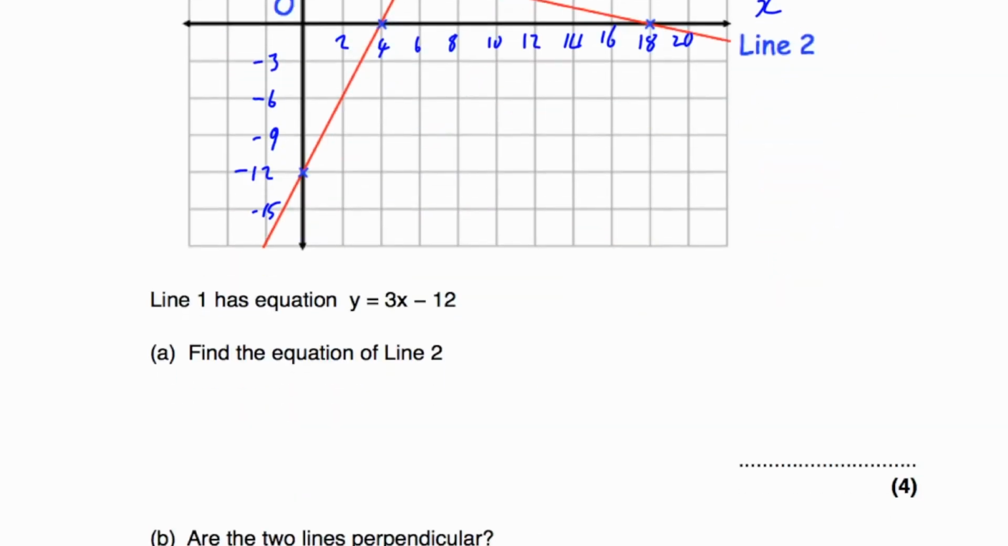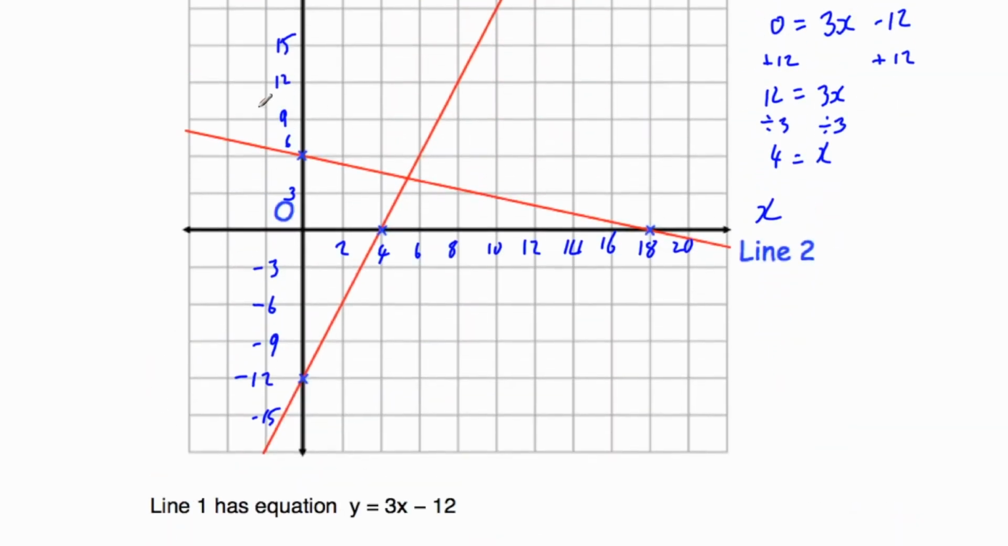And the question says, find the equation of this line. So we need to find the equation of this line 2. So let's find the equation of it. Let's do our little triangle to get its gradient to begin with. So let's go across and then down. We've gone across the run, where we're going from 0 all the way to 18, so its run will be 18, and its rise, where we're going down from 6 to 0, would be negative 6.